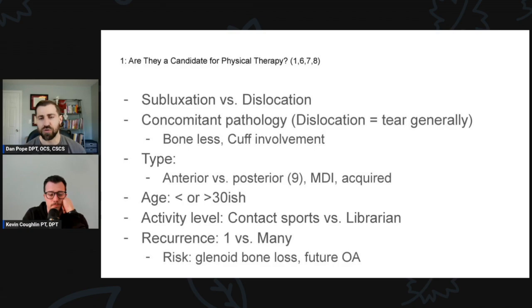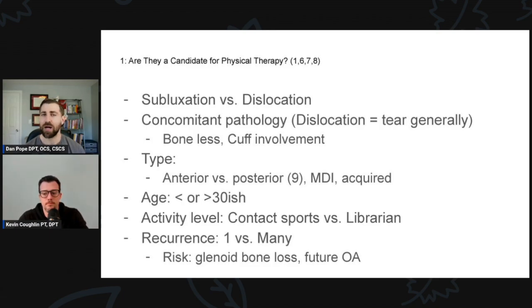So does the individual in front of you, have they been dealing with subluxations where the shoulder's been moving, pops out, comes right back in again? Or have they had dislocations, which are probably going to have Bankart lesion, bony pathology, potentially rotator cuff pathology associated? Those folks maybe need more surgery, whereas the person who has subluxation, it's going to be more of a multi-direction instability, and they're going to do better with physical therapy.